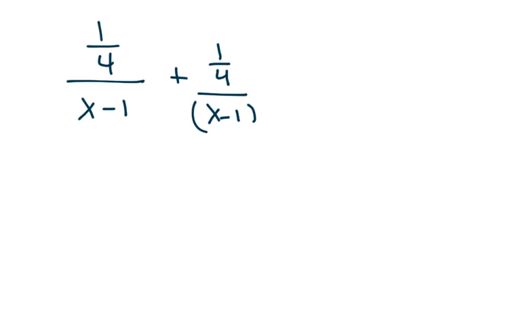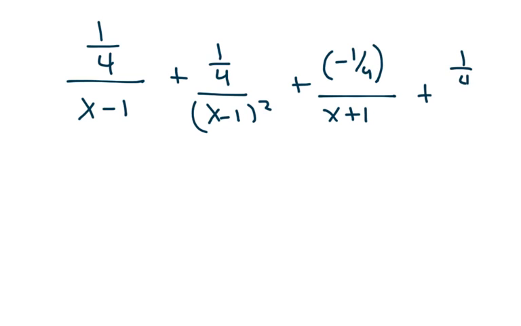Now, your final equation will be 1/4 over x minus 1 plus 1/4 over x minus 1 squared plus negative 1/4 over x plus 1 plus 1/4 over x plus 1 squared. Okay? And that one was which one? 23? Okay, let's look and see what 24 is.